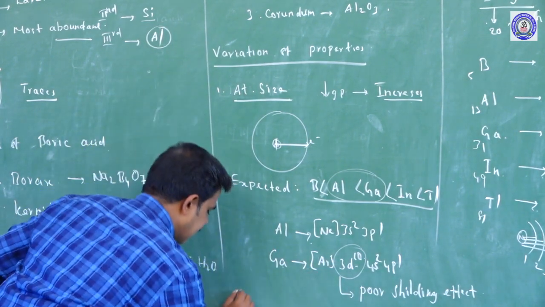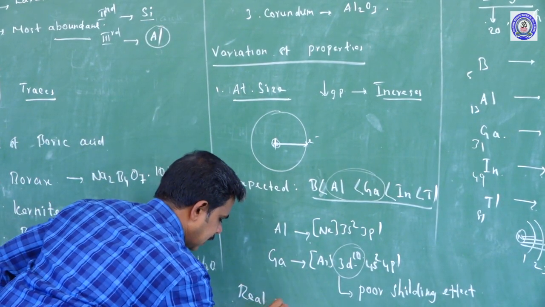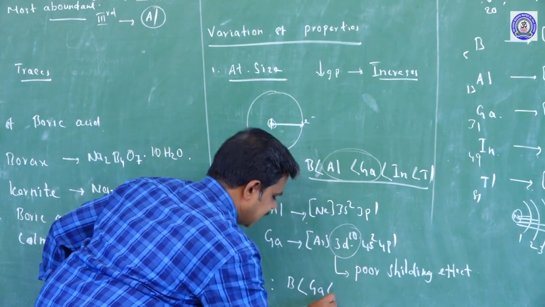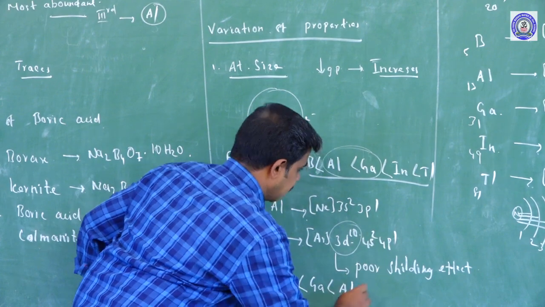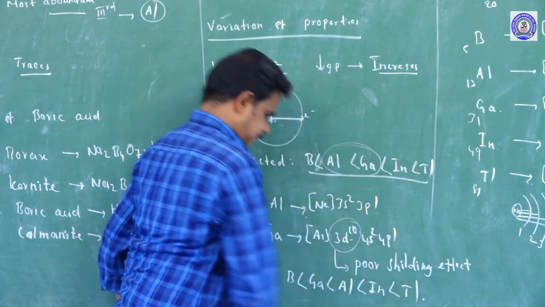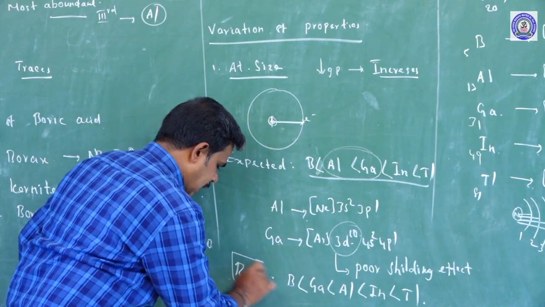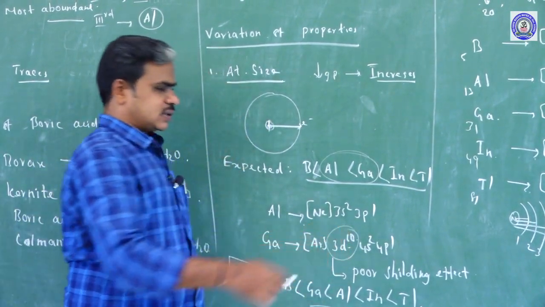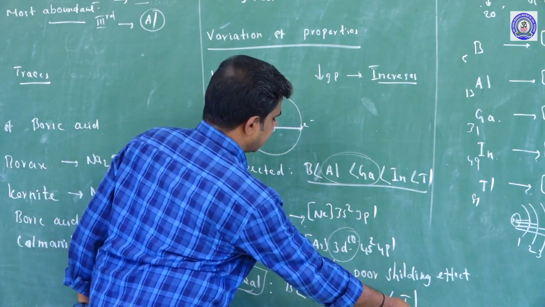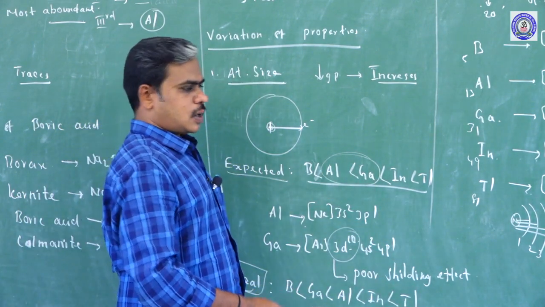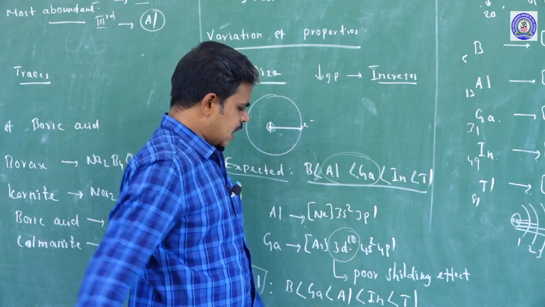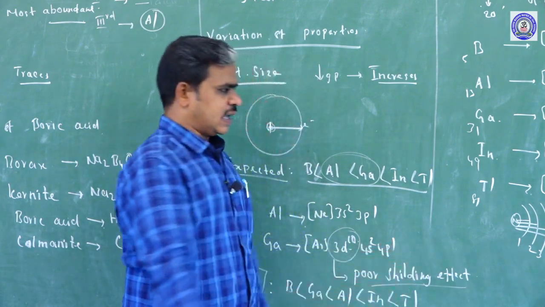So the real order is somewhat varied: boron, gallium, aluminum, indium, thallium, but the expected order is boron, aluminum, gallium, indium, thallium. Then what is it? Shielding effect.